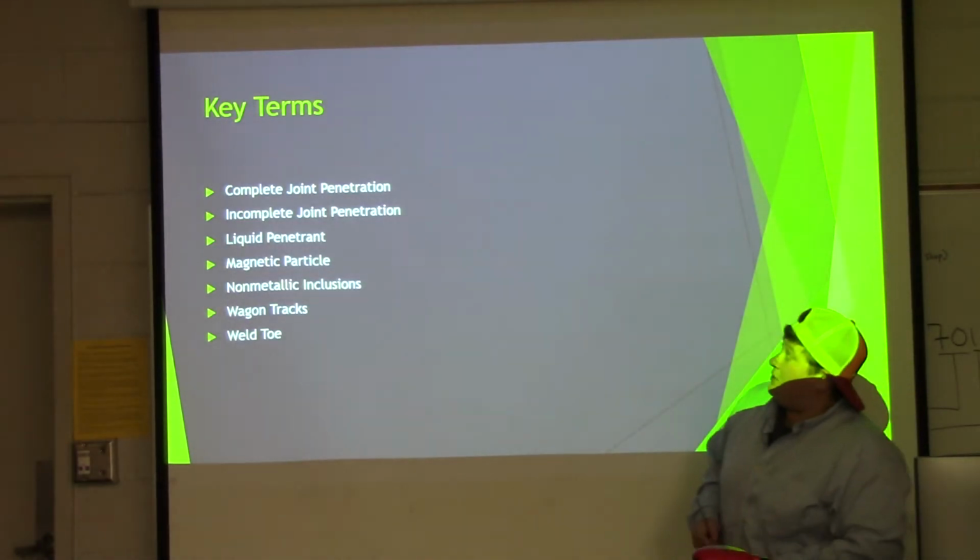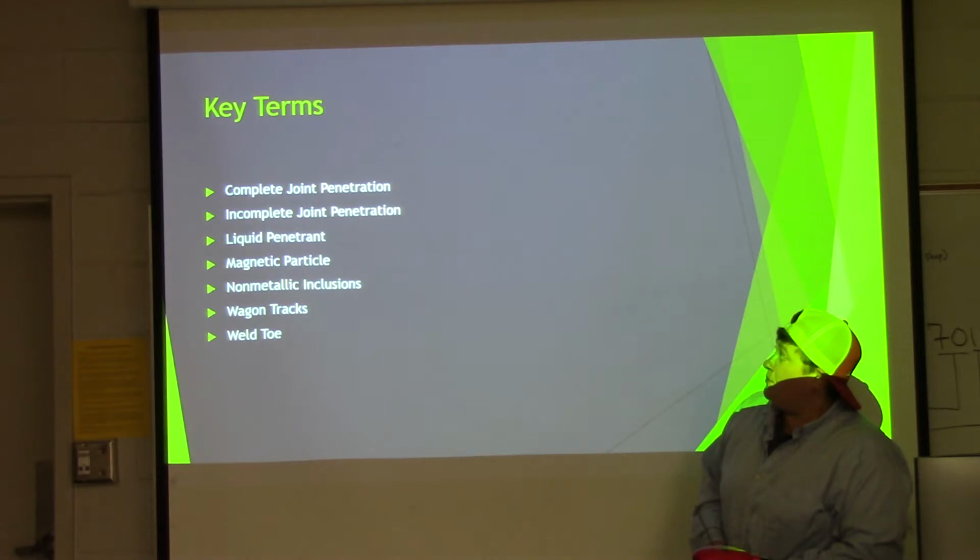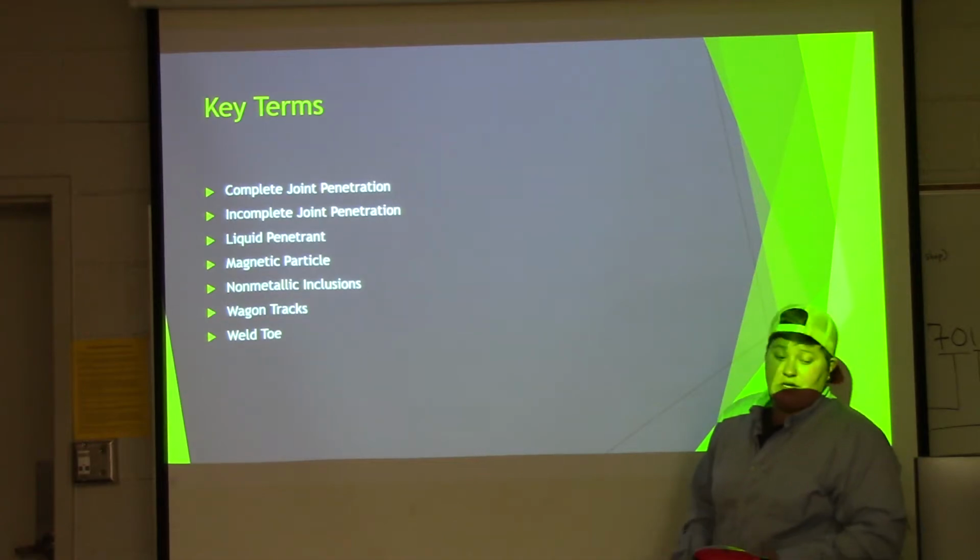Key terms: complete joint penetration, incomplete joint penetration, liquid penetrant, magnetic particle, non-metallic inclusions, wagon tracks, and weld toe.